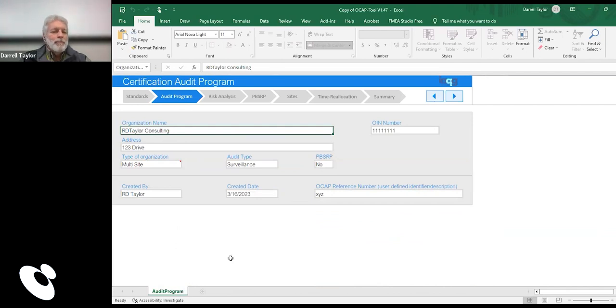So, next, we get into the audit program, and I started setting this up early, so you're not watching me type. But you know, put it in an organization. A couple things in here just to... You want to capture the organization.